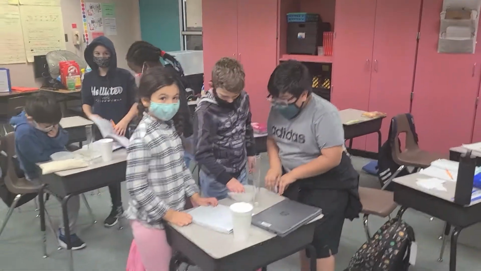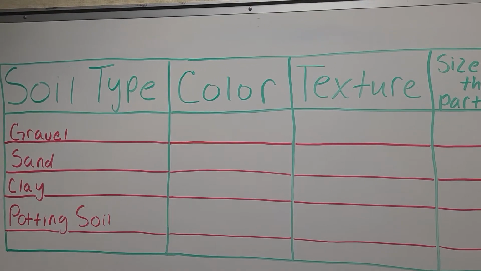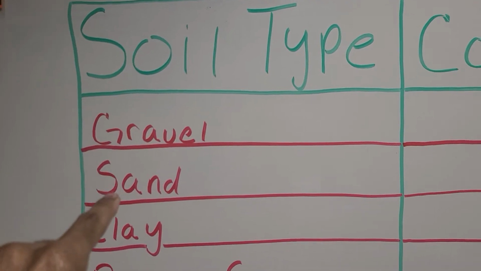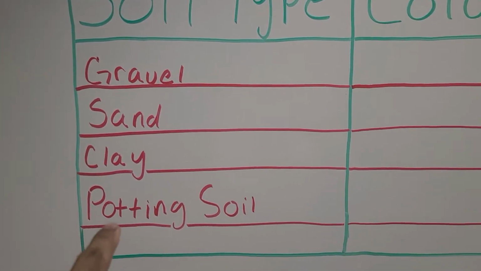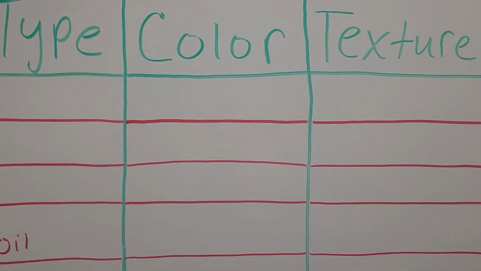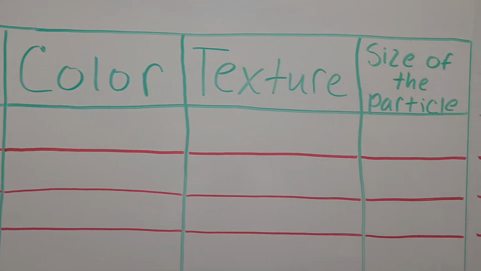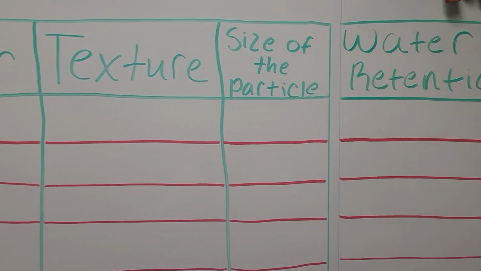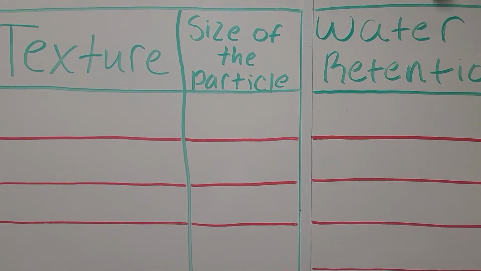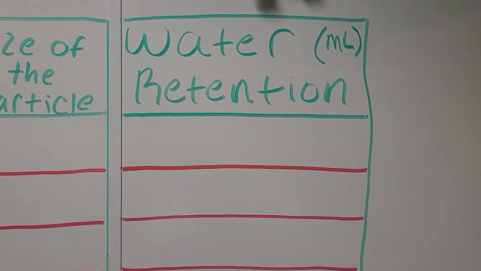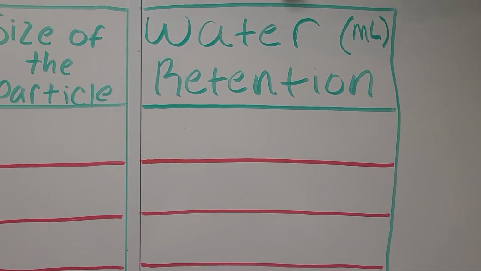First, students will cover the color of the soil type. Right here we have gravel, we have sand, we have clay, we have potting soil. First things first, the color. After we've identified the color, we're going to move to the texture. Once we've identified the texture, we're going to go to the size of the particle. And finally, water retention. How much water is actually retained?